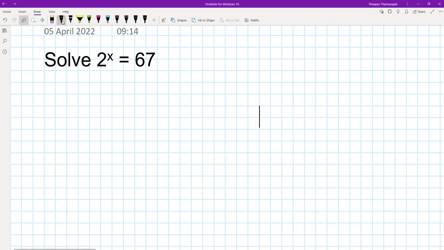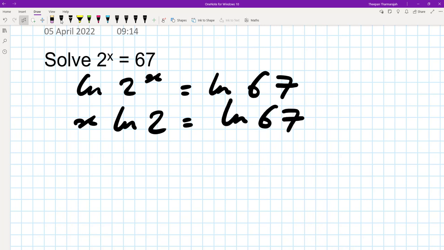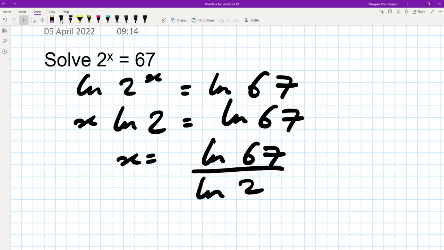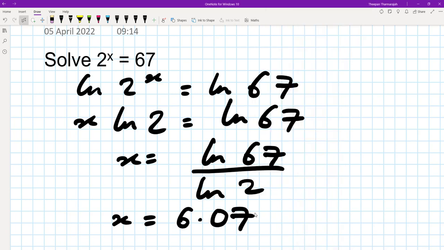Okay, welcome back. So we do ln of 2 to the power of x equals ln of 67. And then we can say we've got x times ln 2 equals ln 67. So x would be ln 67 over ln 2, rounding our answer to 3 significant figures. So ln 67 divided by ln 2 will give me 6.07, correct to 3 significant figures.